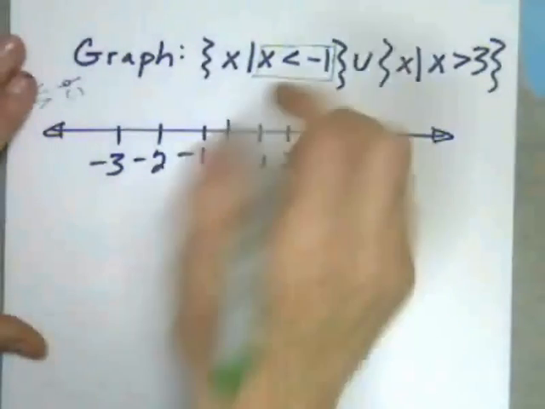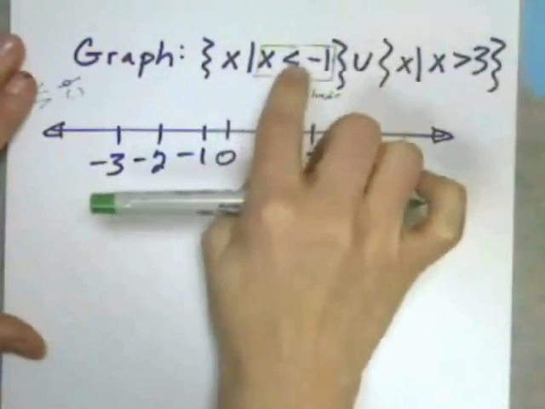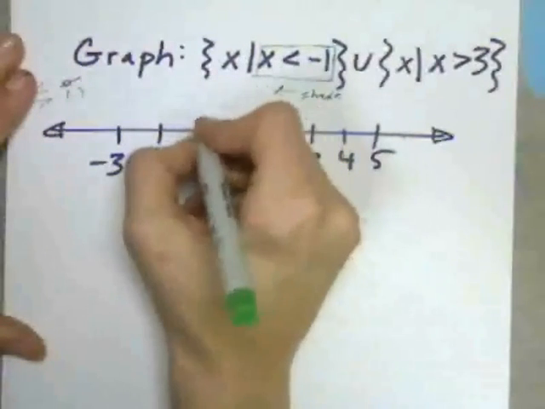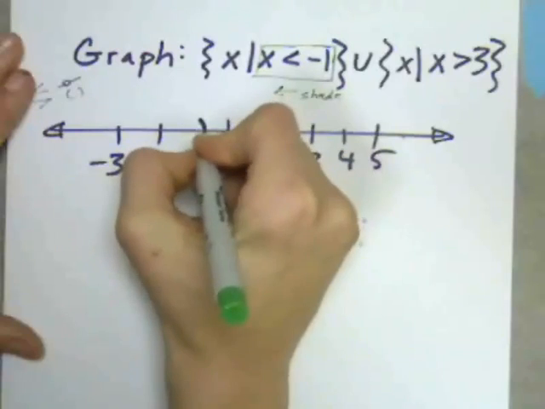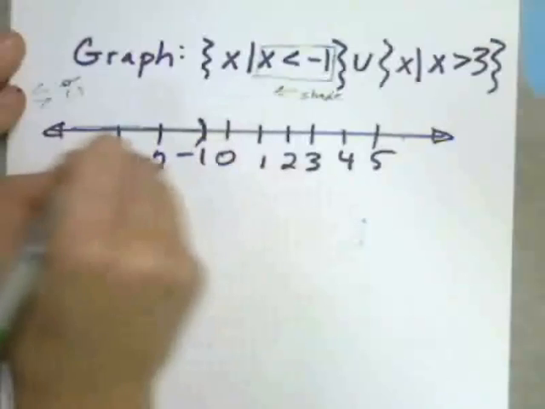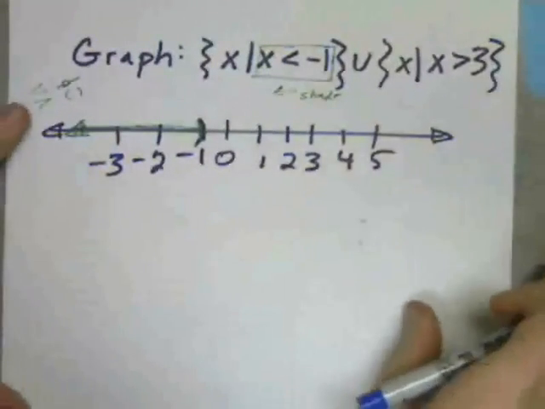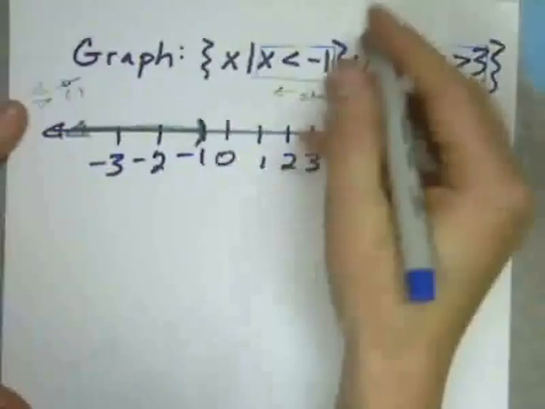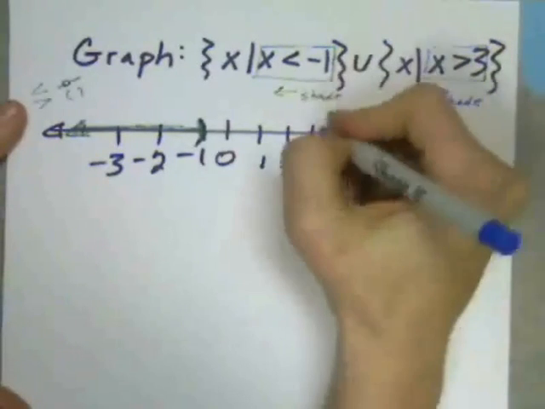So at -1, we can see that we're supposed to shade this way. Less than x, or you can think of an arrow pointing to the left. So -1, not included, so I'm going to use a parenthesis. Same thing as an open circle again. And going this way. Then the other part was x bigger than 3. So once again, you shade to the right, going to 3.